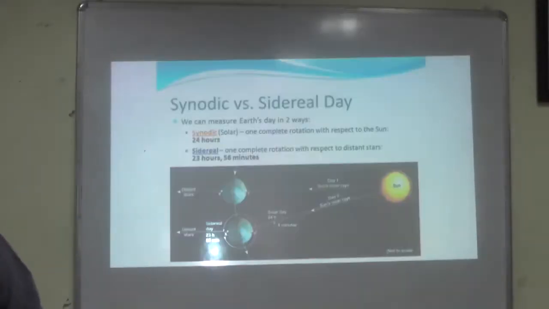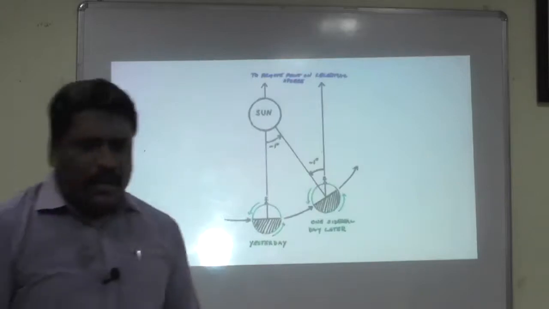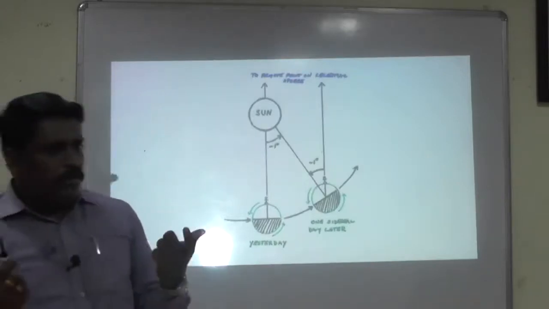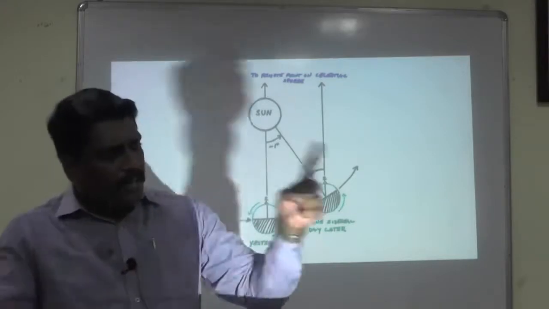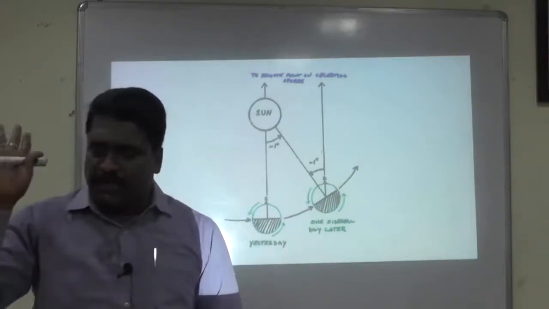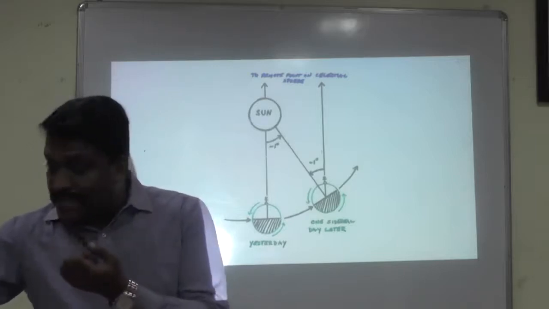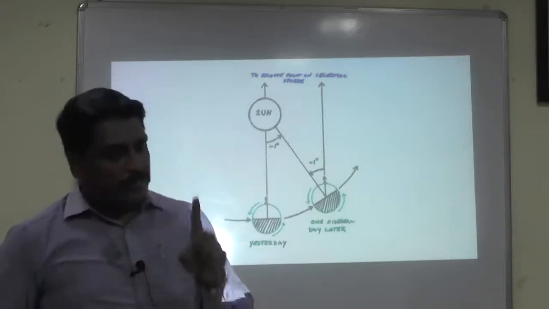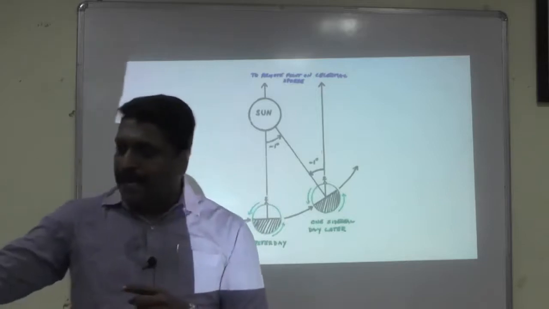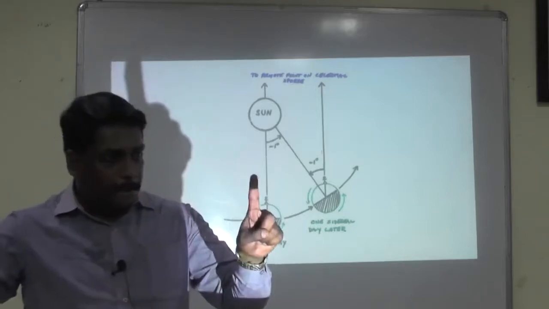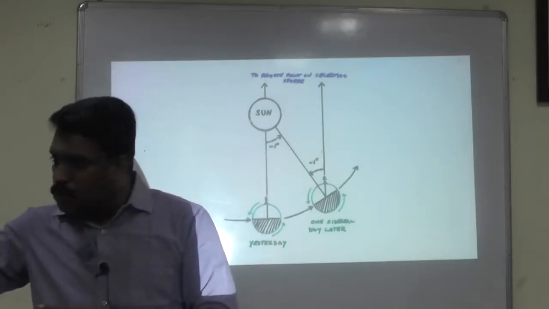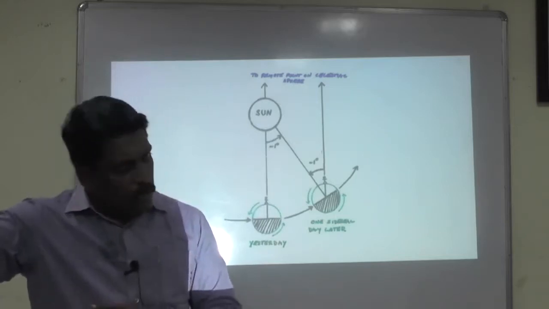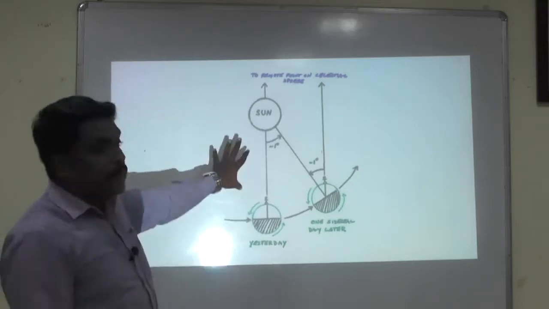See, when Earth is rotating as well as revolving, is this rotation and revolution taking place separately or simultaneously? Simultaneously. Earth is rotating as well as revolving. One complete rotation I call 1 day. By the time this 1 day is completed, this Earth will also revolve by some angle.